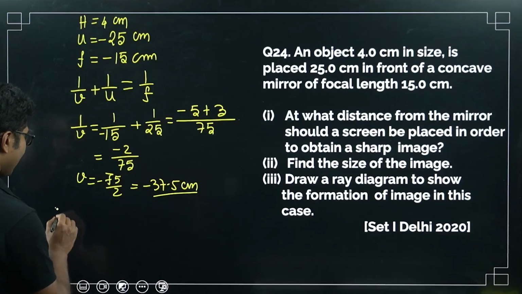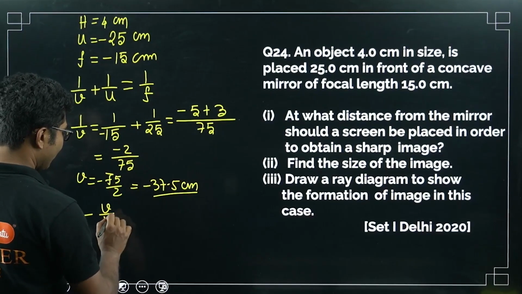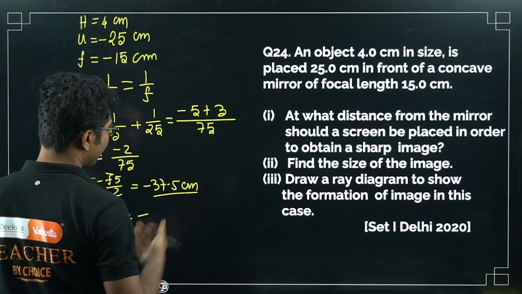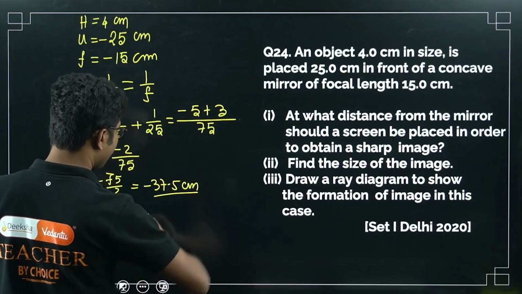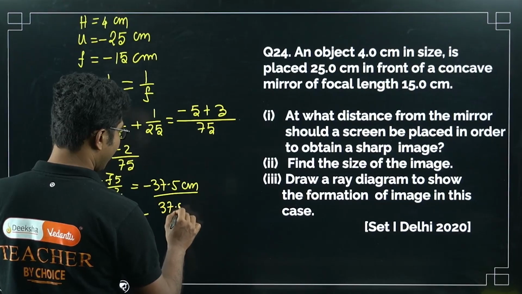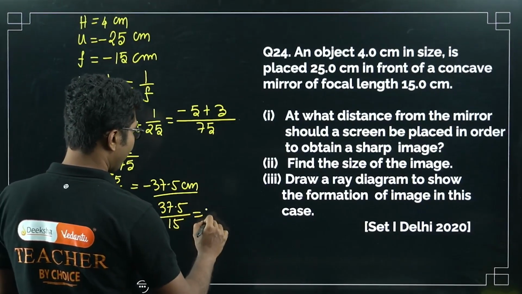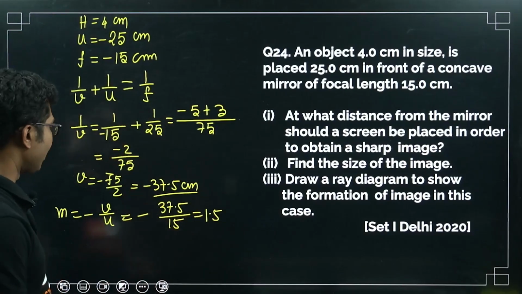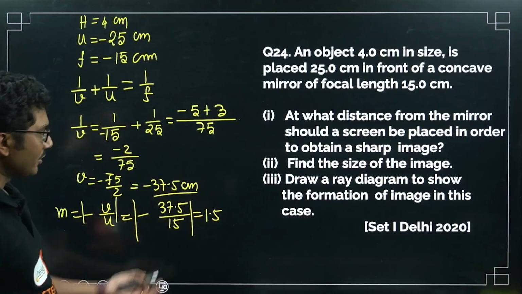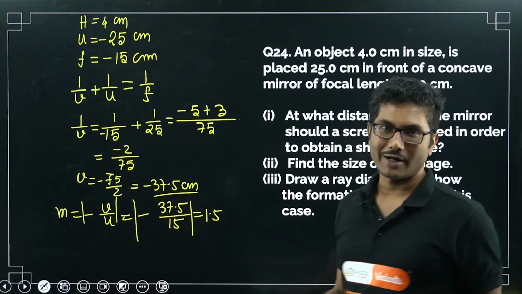So what is the magnification? Magnification is minus v by u for a mirror. Again, you can ignore the sign. It will be negative, so inverted, because it is a real image, so it is an inverted image. So it will be 37.5 divided by 25, so it will be 1.5. I have already solved it once in case of a lens problem, so I am also using the sign only, so you can check. You will get 1.5 only.